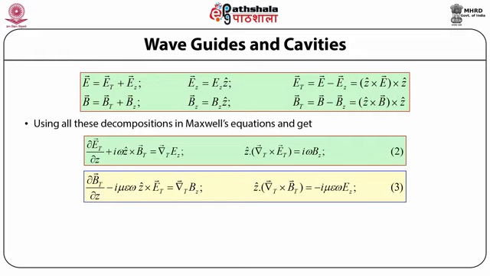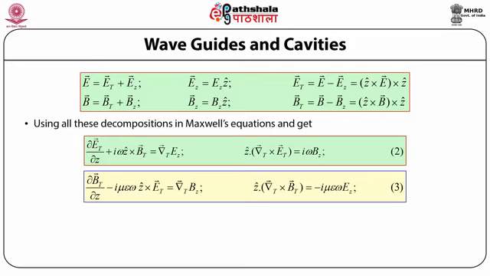The other set of equations that we get are: the partial derivative of the transverse component of the magnetic field induction vector B with respect to z minus i times mu times epsilon times omega times the cross product of the unit vector z with the transverse component of the electric field vector E is equal to the transverse del operator acting on the z component of the magnetic field induction, and the dot product of the unit vector z with the cross product of the transverse del operator and the transverse component of the magnetic field induction vector B is equal to minus i times mu times epsilon times omega times the z component of the electric field.